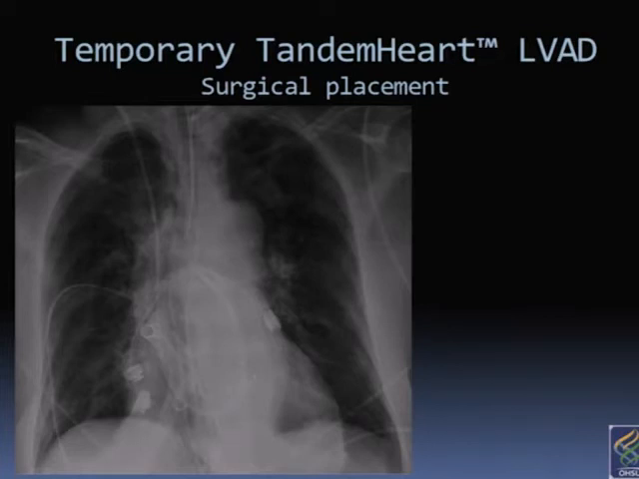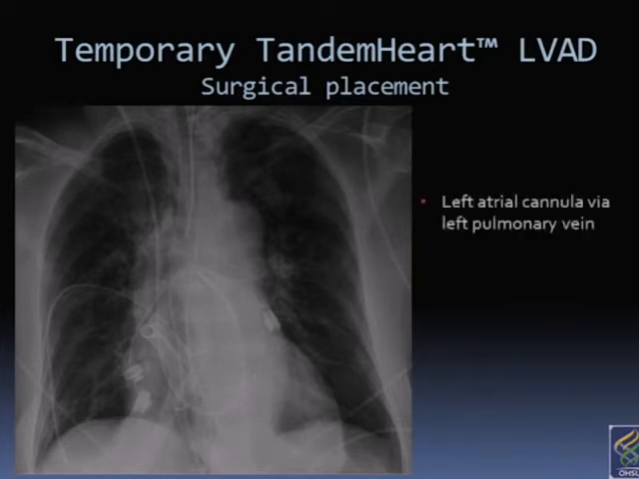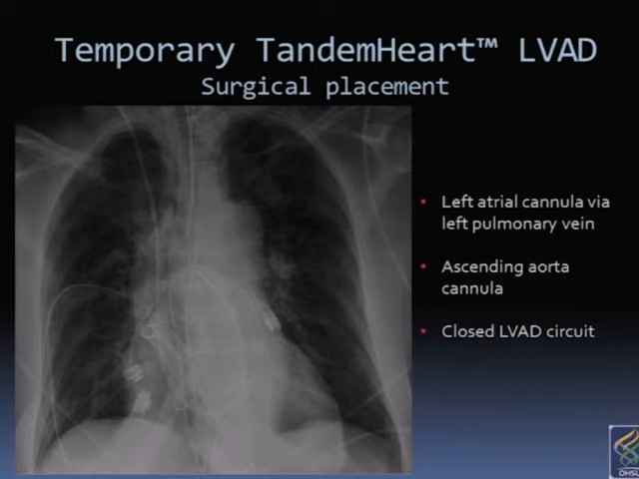The surgical placement is also an option. This is a patient post-mitral valve replacement who still has an open sternotomy, and there is a left atrial cannula via a left pulmonary vein, depicted here on the right side of the patient. Excuse me, it should be right. And then additionally, there is an ascending aorta cannula which extends to the expected location of the distal ascending aorta. And therefore, the left ventricular assist device circuit is again closed.